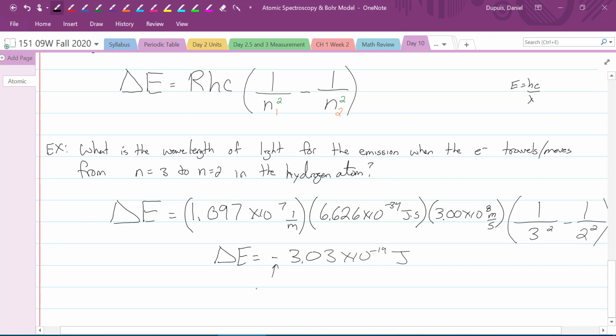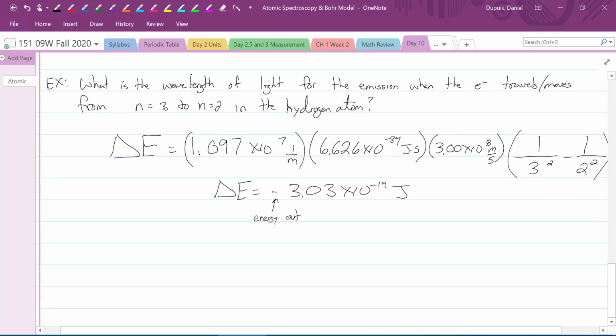Now, this negative sign just means that it is energy out. Right? So delta E, which is E, which is hc over lambda. And if you remember from before, multiply both sides by lambda, divide both sides by E. Lambda equals hc over E.